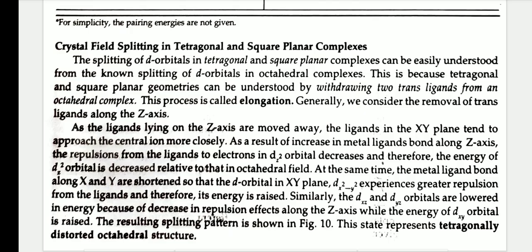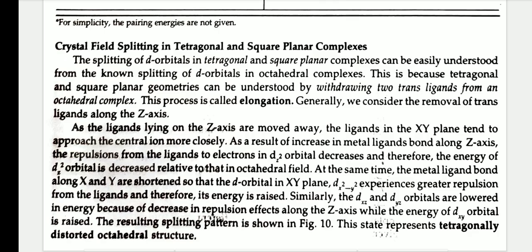At the same time, the metal-ligand bonds along x and y are shortened so that the d orbital in the xy plane, dx square minus y square, experiences greater repulsion from the ligands and therefore its energy is raised. Similarly, the dxz and dyz orbitals are lowered in energy because of decrease in repulsion effects along the z-axis, while the energy of the dxy orbital is raised.